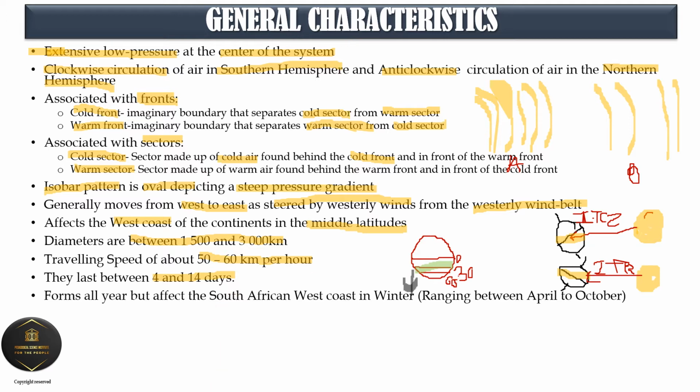That's why we say these systems will occur, they will form throughout the year. So it means now in summer, just because they don't affect us, it does not mean they are not there. So in the exam, when they ask you when do these systems form, then you will say they form throughout the year. Are we fine with that? And then if a question asks, when do these systems generally affect South Africa, then you are going to say they affect the South African West Coast in winter.